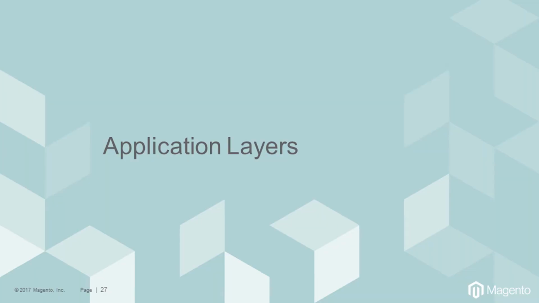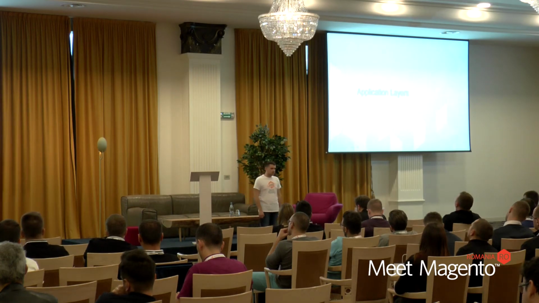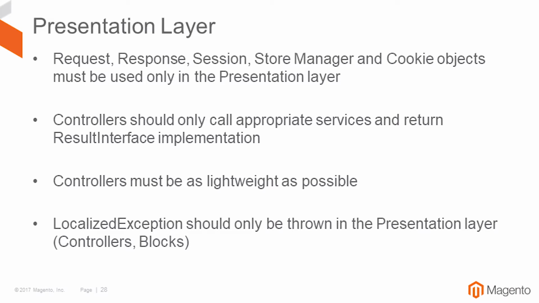So yeah, a short chapter on application layers. I will not go too deep into this, but basically I think we could split Magento into three big layers. The first one, which you would encounter, is the presentation layer. Basically, this is everything the user interacts with. So it may be controllers, blocks, layouts, UI components, anything that has to do with user interaction and presentation of the actual page, the actual result of any actions.